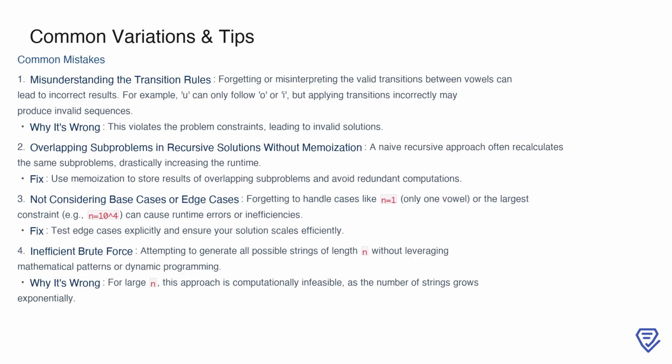Additionally, many people overlook edge cases and base cases, such as when n equals 1 or when n is very large, like 10 to the power of 4. Failing to handle these can lead to runtime errors or inefficiencies. Lastly, brute force methods, which attempt to generate all possible strings, are highly inefficient. Because the number of strings grows exponentially with n, this approach quickly becomes computationally infeasible for larger values of n.